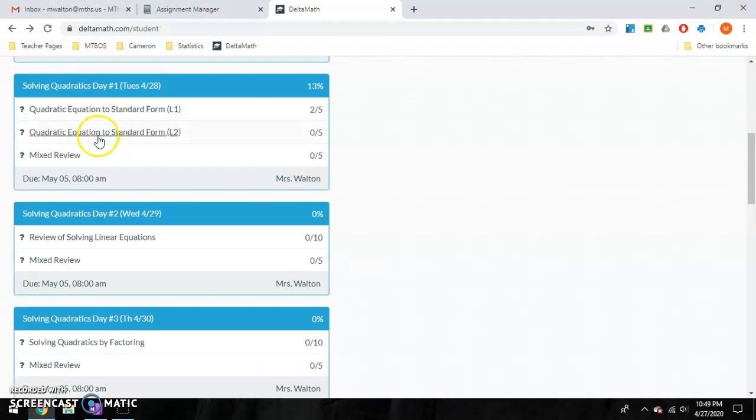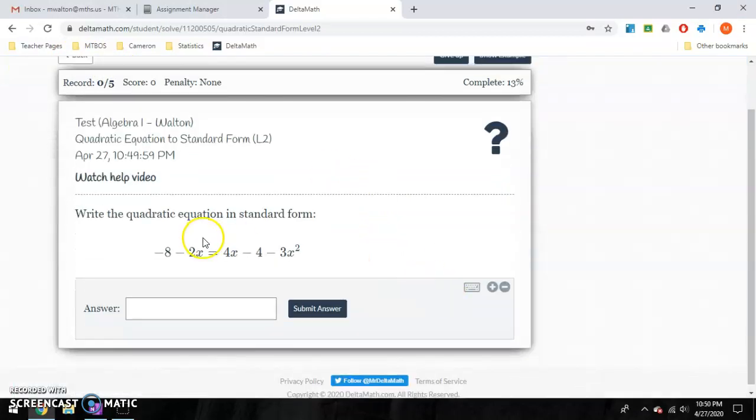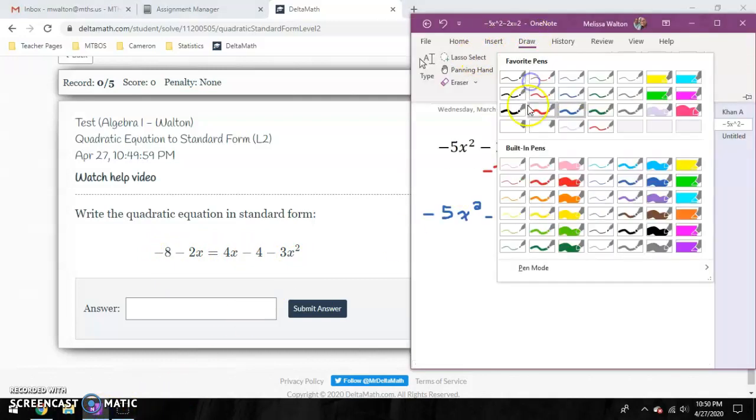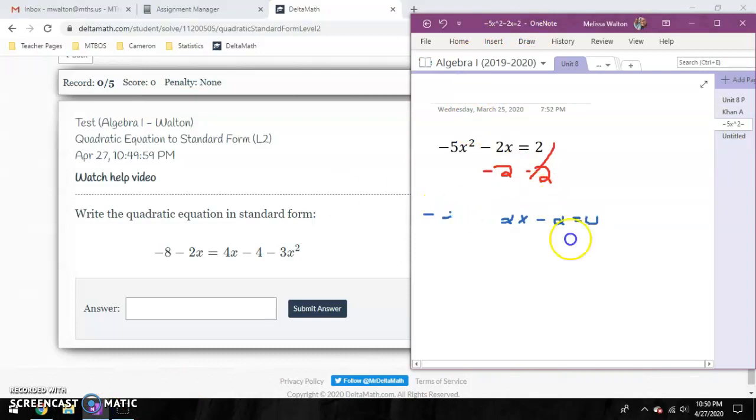All right, now we're going to step it up just a little bit. So here's what we've got. We have negative 8 minus 2x equals 4x minus 4 minus 3x squared. Now this might look a little bit intimidating because we do have multiple terms that we need to move over, but I like to aim for the most efficient manner.